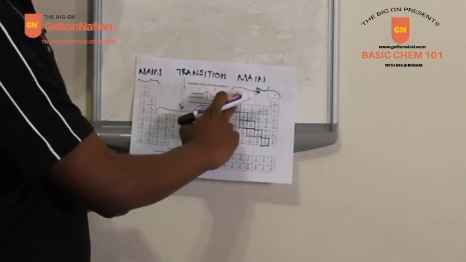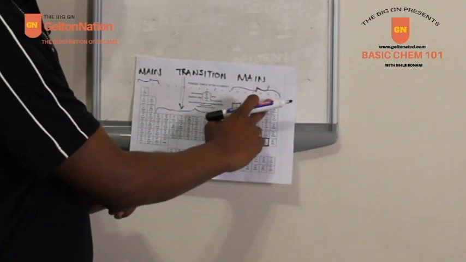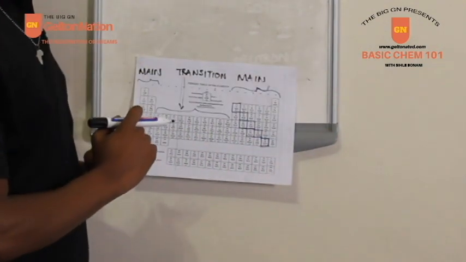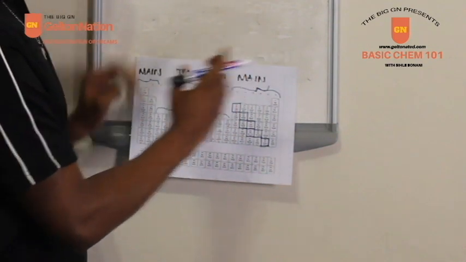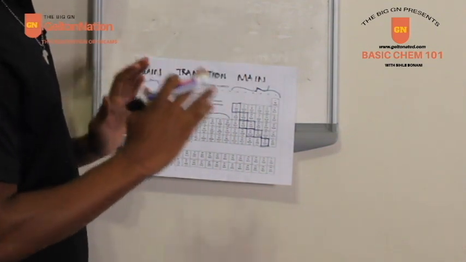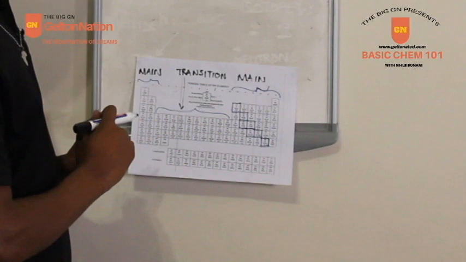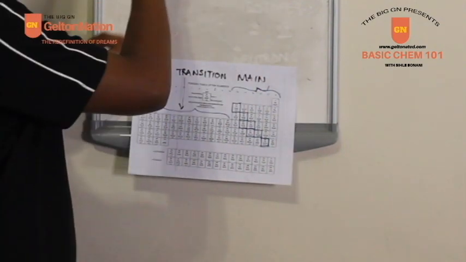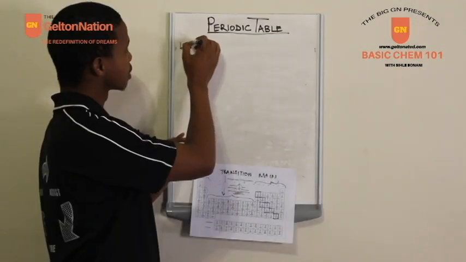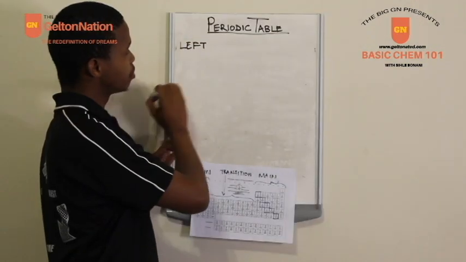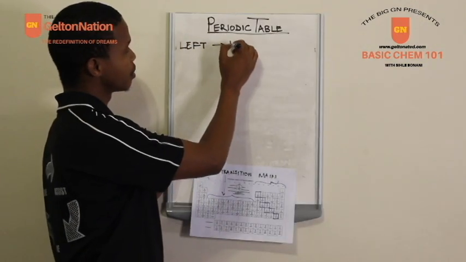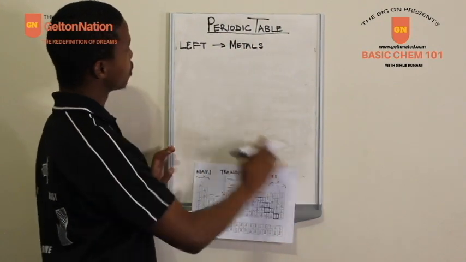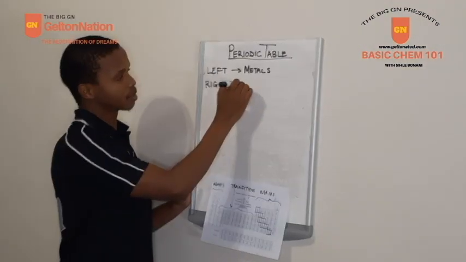Now focusing on the main group elements, let's number these groups as group 1, group 2, group 3, group 4, group 5, group 6, group 7, group 8. So we have 8 groups in the main group elements. On the left of the periodic table you find what are called your metals, and on your right you find what are called your non-metals.